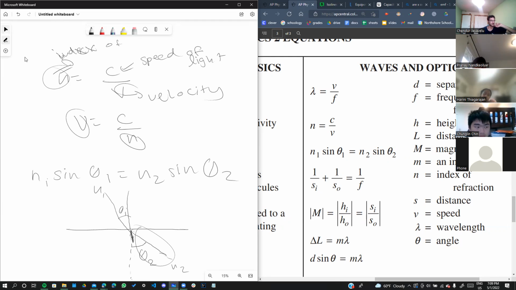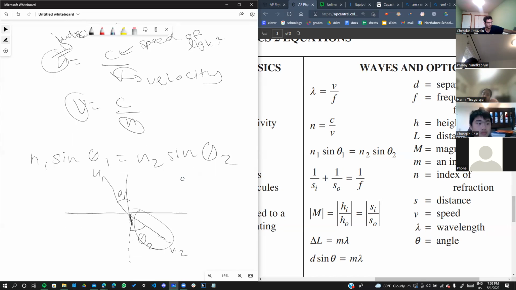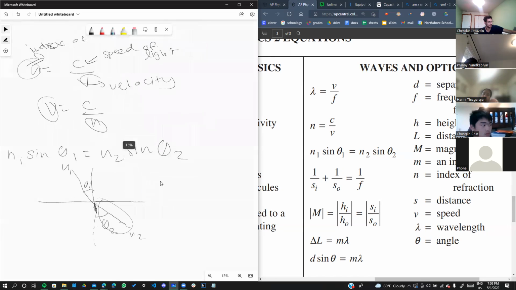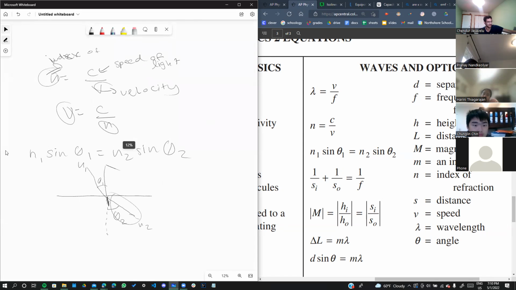Usually they make n1 something easy like air. Air is one. Okay, makes sense. So then you can manipulate this equation around. Physics is mostly, a lot of the time, you don't need to know what's behind it. If you understand how to manipulate equations, you're probably good enough.